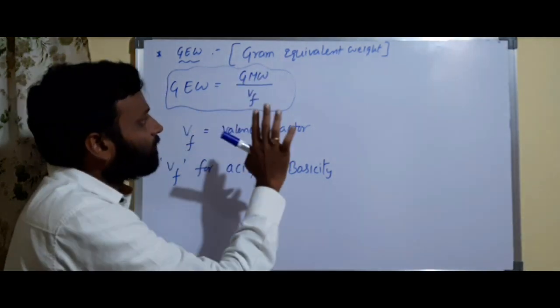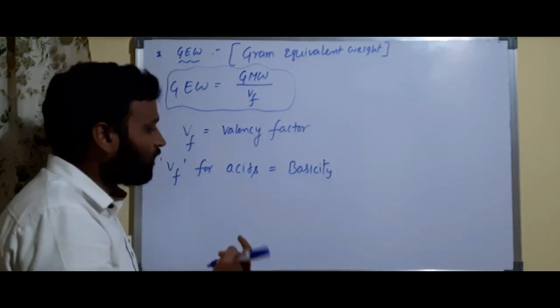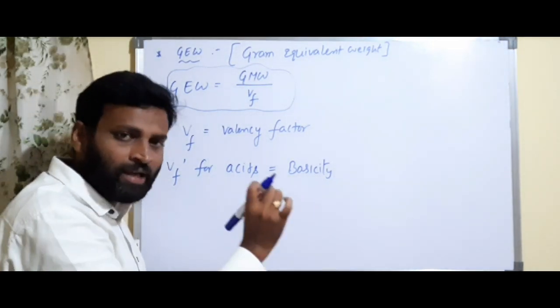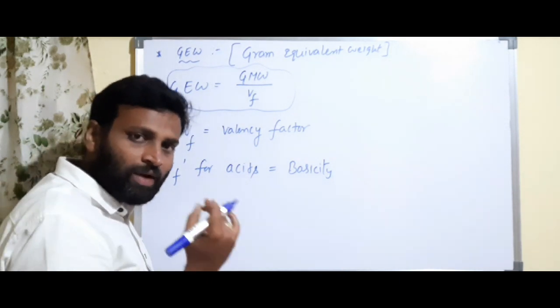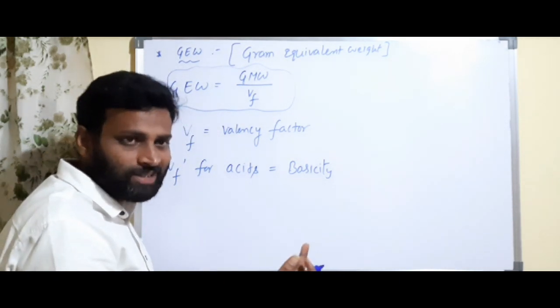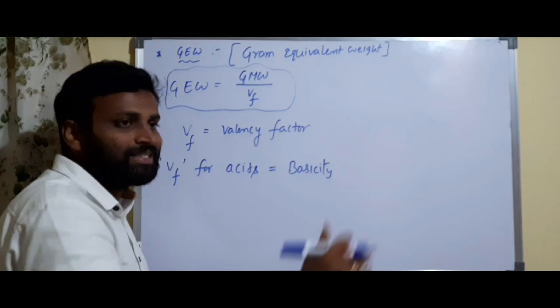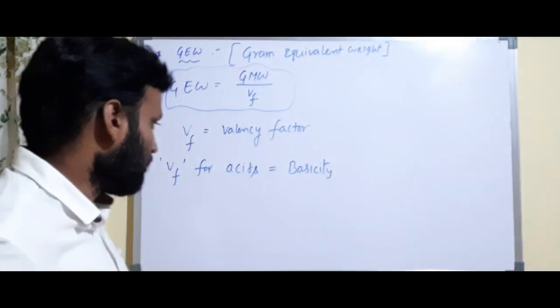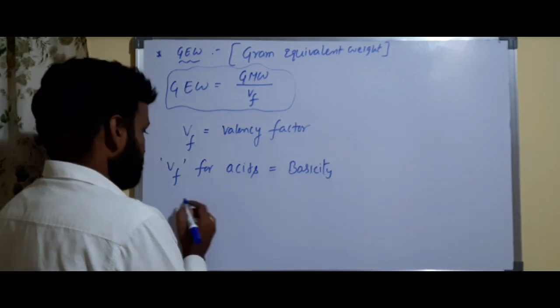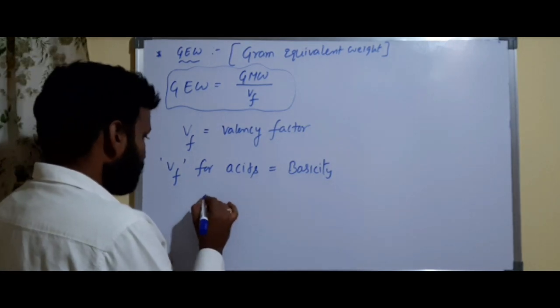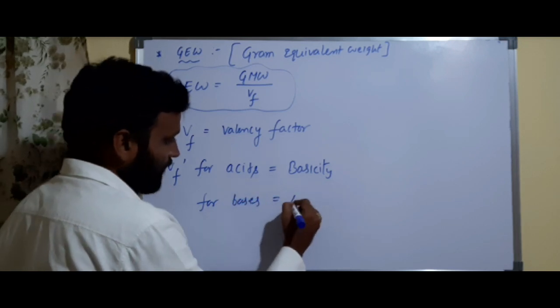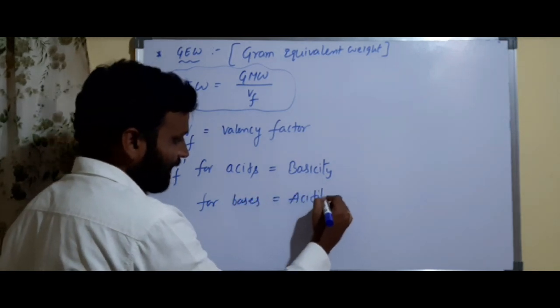So gram molecular weight, you know; valency factor is what? For acids it is basicity. What is basicity? Everything we will calculate. How to calculate basicity? We will do gram equivalent weights of acids, gram equivalent weights of bases, like that one by one. Let's see valency factor for acids. Now valency factor for bases, we call it acidity.